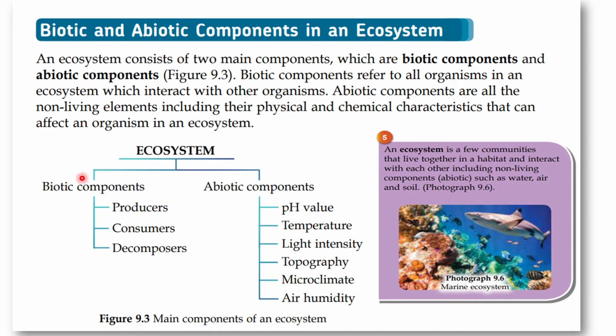So in short, you can see here biotic components refer to all organisms, benda-benda hidup. So the producers, the consumers, the decomposers yang ada nyawa. Okay, meanwhile the abiotic components, they are all the non-living elements, including their physical and chemical characteristics that can affect an organism in the ecosystem. So despite tidak ada nyawa, tapi sangat-sangat penting komponen ini sebab mereka akan mempengaruhi benda-benda bernyawa ini, okay, organisma-organisma ini.